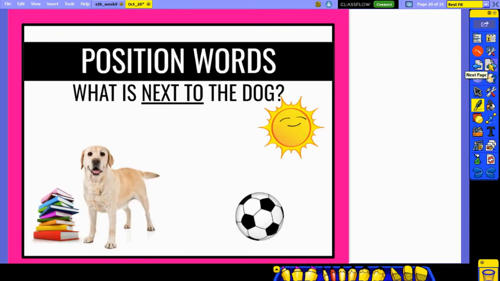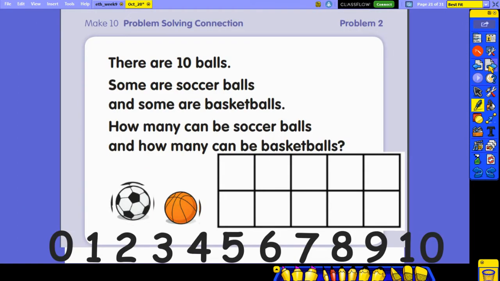So all of those groups would be greater than 5 snails. All right, what is next to the dog? What is next to the dog? All right, so here's the dog, and that's right, the books are next to the dog. Okay, this is our last math problem for this video. There are 10 soccer balls. So I want you to think about our tens frame here.